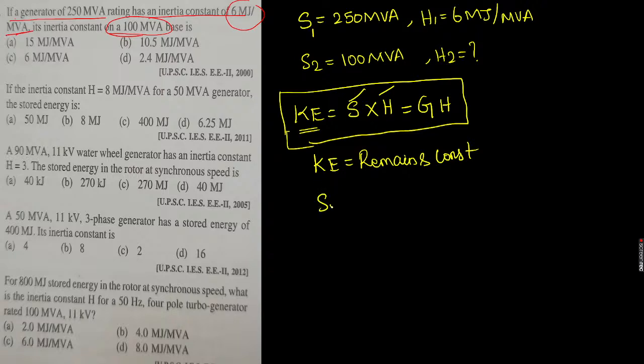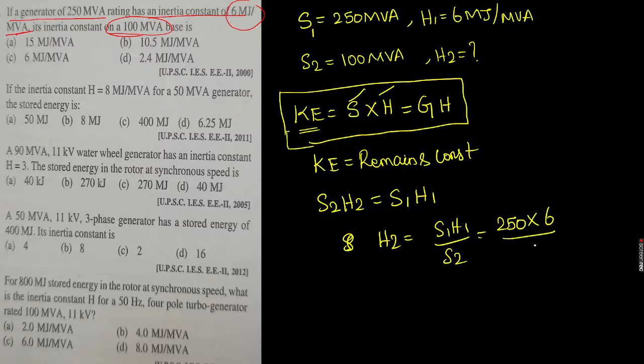So from this, case number 2 can be written as S2 into H2, and case number 1 as S1 into H1. So the new inertia constant H2 can be written as S1 into H1 upon S2. The value of S1 is 250 MVA, into the value of H, 6 megajoule per MVA, divided by S2, 100 MVA. If you reduce this, how much will you get? You can directly cancel it. It will become 2.5. 6 times 2.5 will become 15 megajoules per MVA.